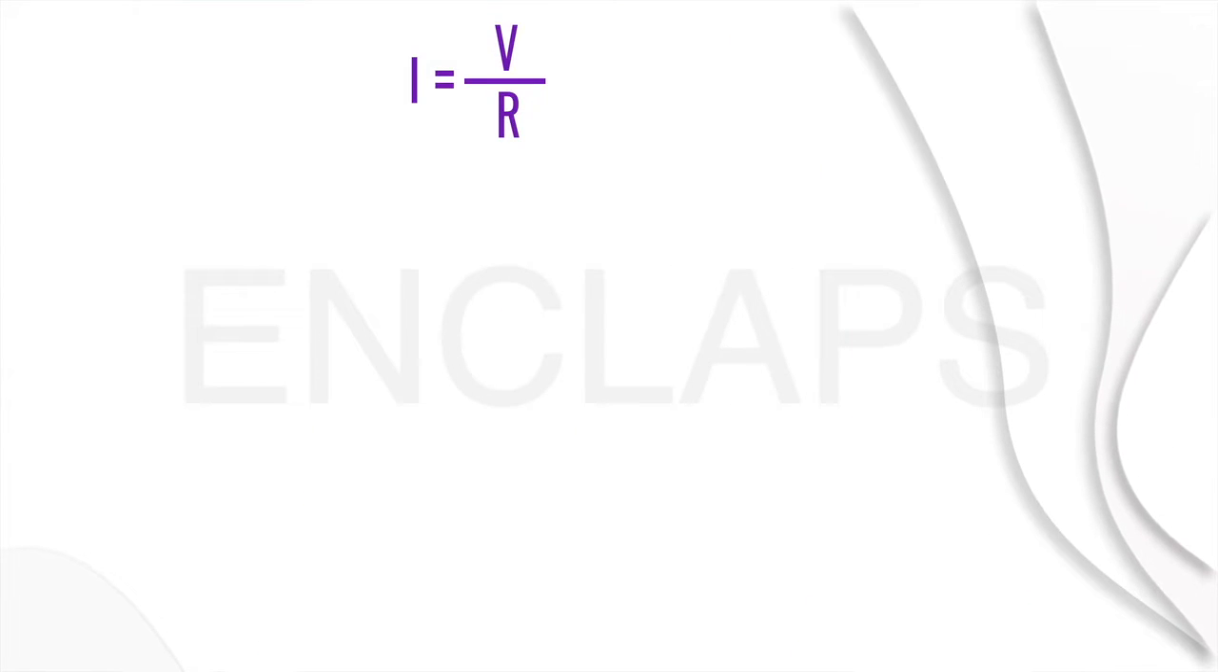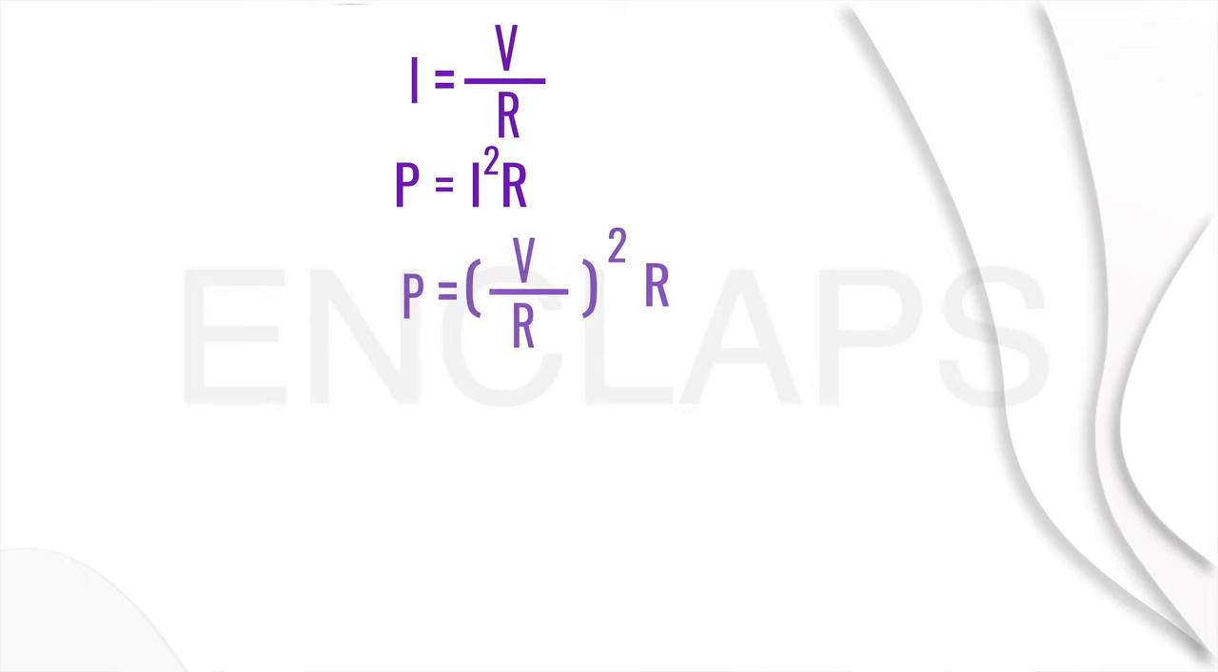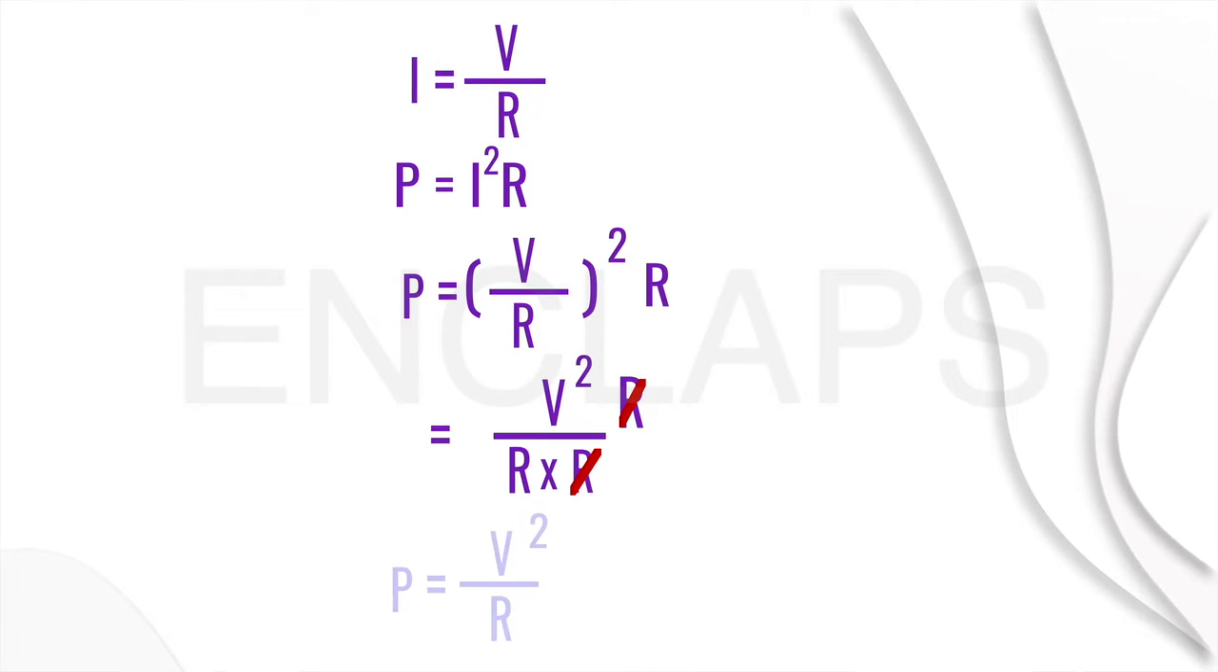Let us see. We know that according to Ohm's law, I is equal to V by R. In this equation, P is equal to I square R. We are going to replace the value of I with the Ohm's law value. P is equal to V by R the whole square into R equals V square into R divided by R into R. From the numerator and denominator, we cancel the value of R. We get P is equal to V square divided by R.